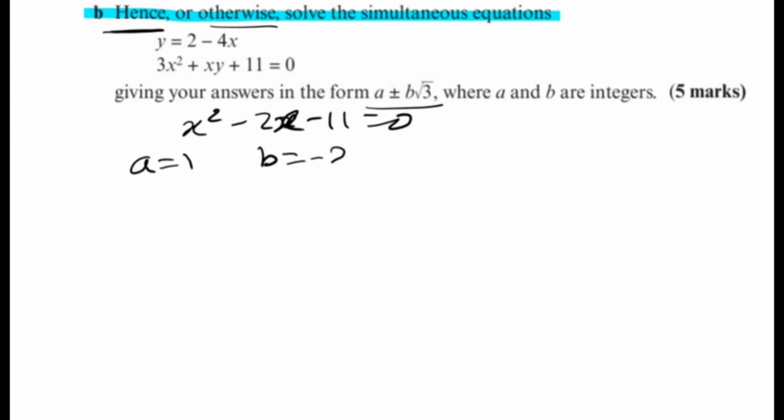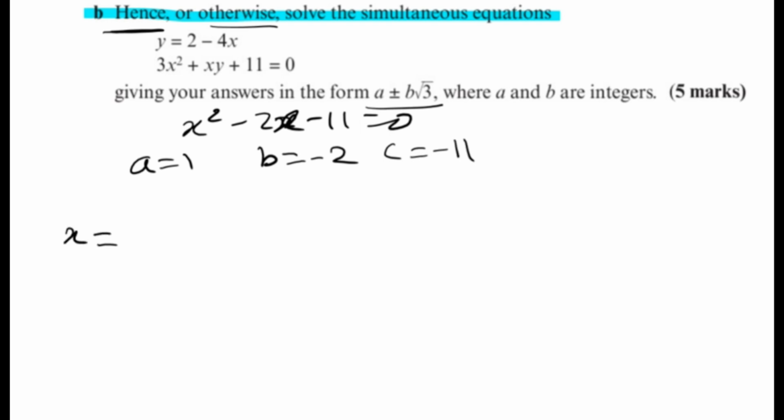Now B part is hence or otherwise solve the equations. When they are telling hence or otherwise, it means we have to use the first part. So the first part gives x squared minus 2x minus 11 is equal to 0. So we have to factorize it, right? Now they are telling you the answer is in a certain form, so in that case always use the quadratic formula. So a is equal to 1, b is equal to minus 2 and c is equal to minus 11.